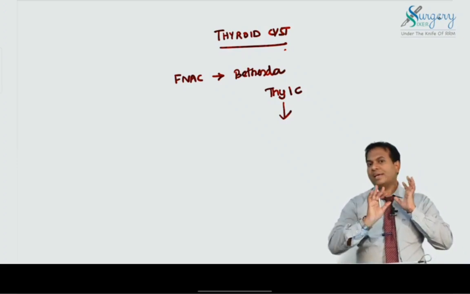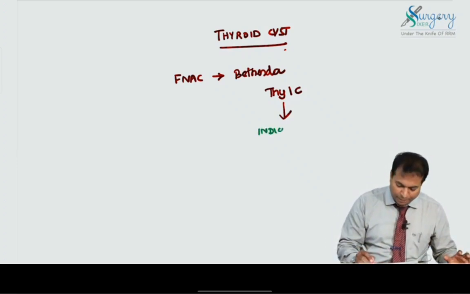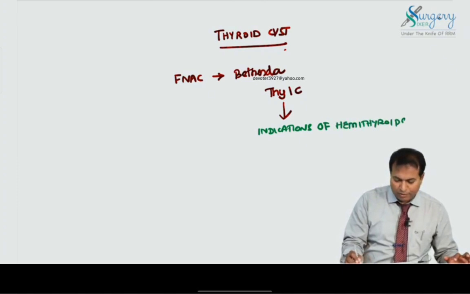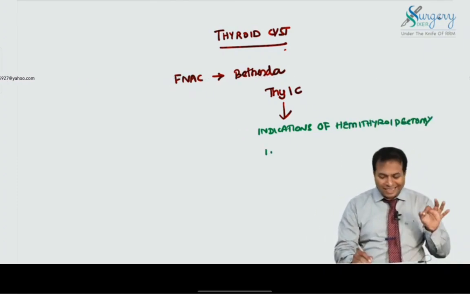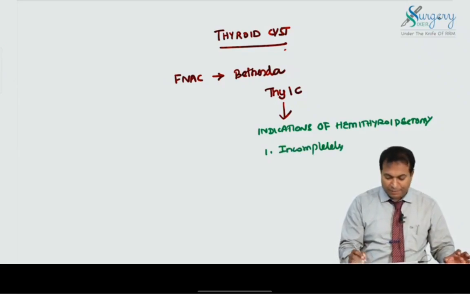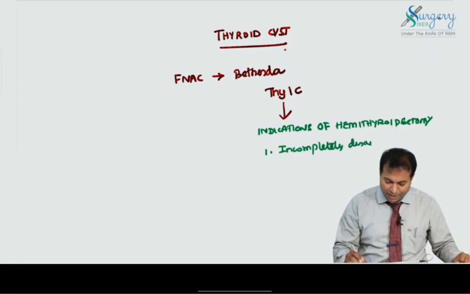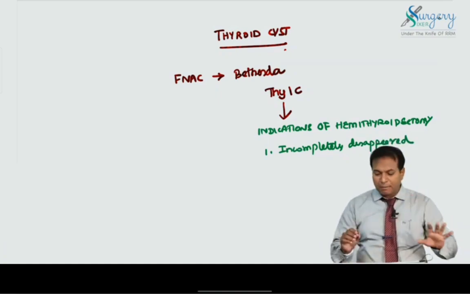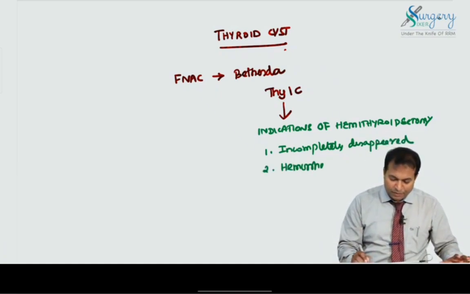We are going to take a clear cyst. So when all should you do surgery? Indications of surgery, indications of hemithyroidectomy in a cyst. The answer is very important for final years as well as for PG aspirants. Number one, incomplete disappearance. After aspirating, it is incompletely disappeared. Still there are some components present. If it is completely disappeared, nothing to do. Hemorrhagic aspirate, if it is looking hemorrhagic.